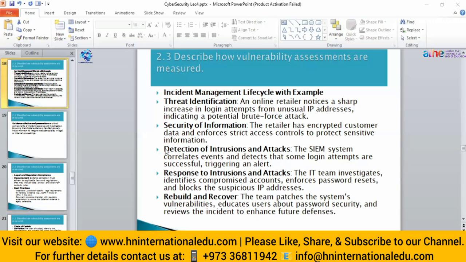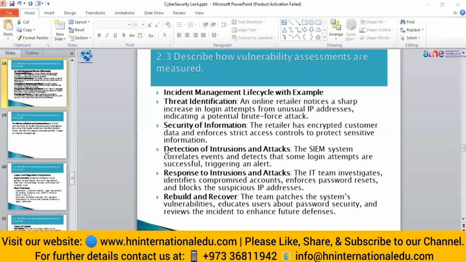So the first step they will take is to try to protect their sensitive information. They will correlate the events and detect the login attempts. So they will trigger an alert. How are they going to respond to that attack? They will inform the IT team. The IT team will investigate. They will identify if there is any compromised account. They will enforce a password reset. They will block the suspicious IP address.